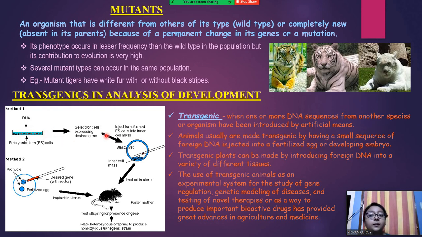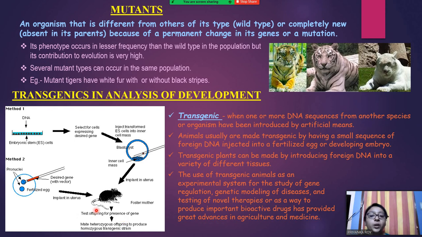When this DNA is injected into the inner cell mass of the blastocyst, then this blastocyst has the information of the foreign DNA that you are introducing, as well as the DNA of the embryo from which the blastocyst is taken. And if this blastocyst is now implanted in the uterus of a foster mother, like in this mice experiment, the mother will bear this embryo, and it will give rise to an offspring.